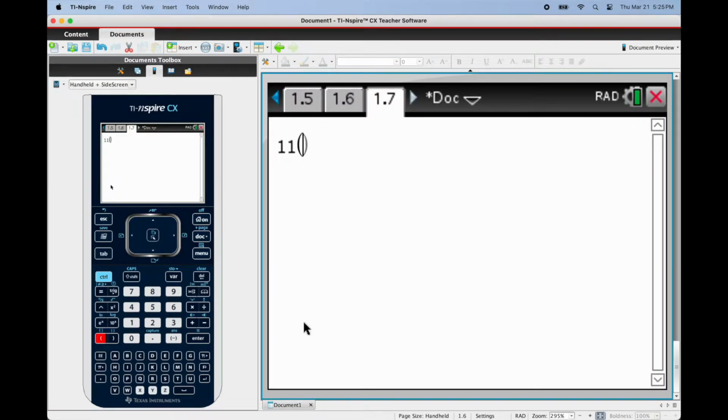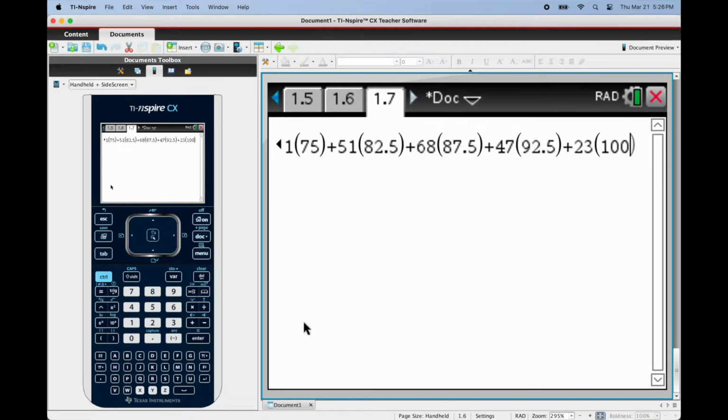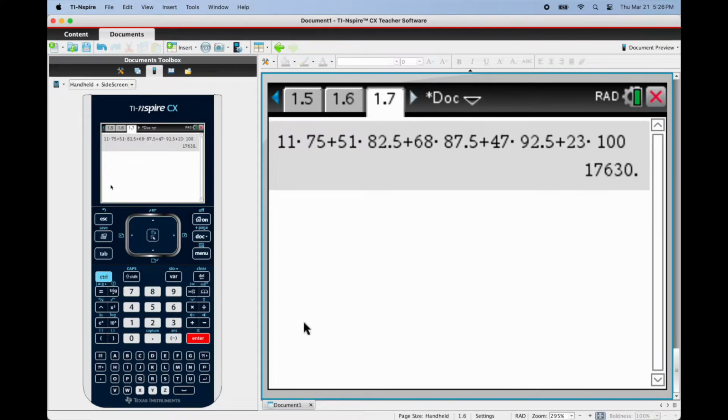So 11 times 75 plus, I'm going to work out the numerator and then the denominator, 82.5 plus 68 times 87.5 plus 47 times 92.5 plus 23 times 100. And this will be the lengths of all the movies added up.